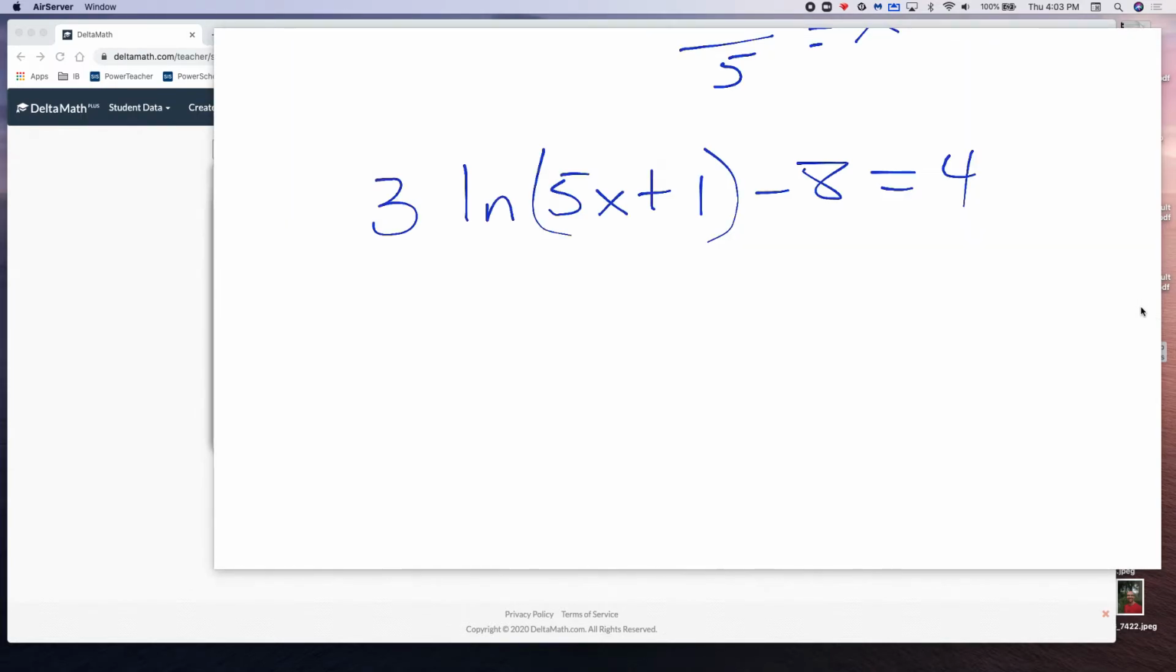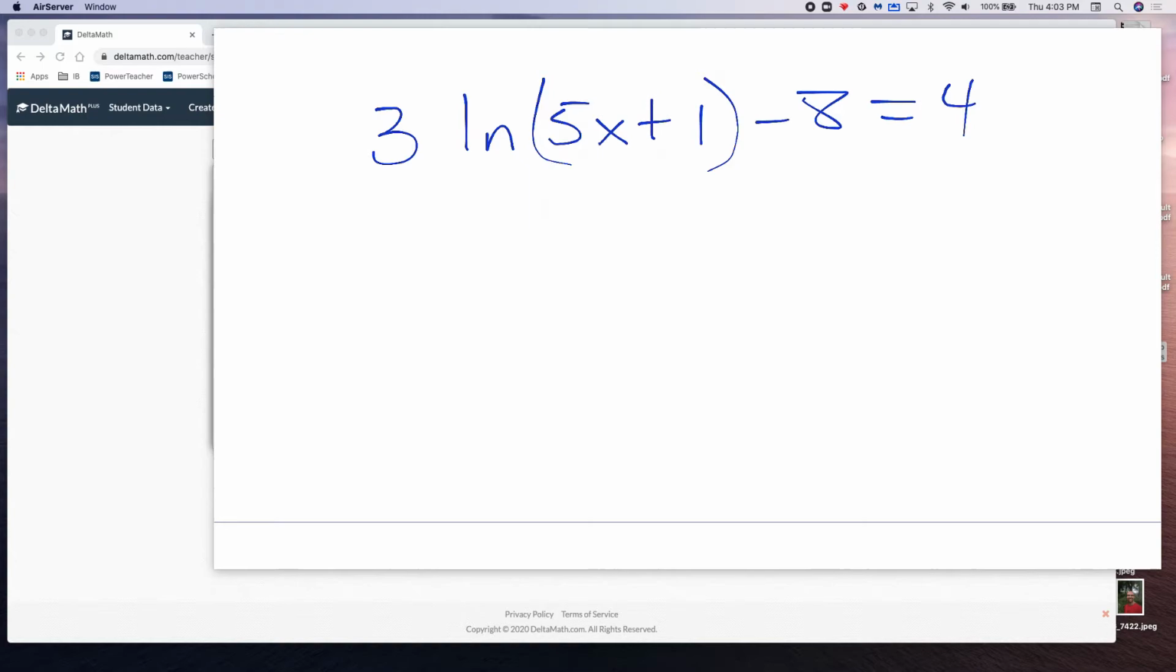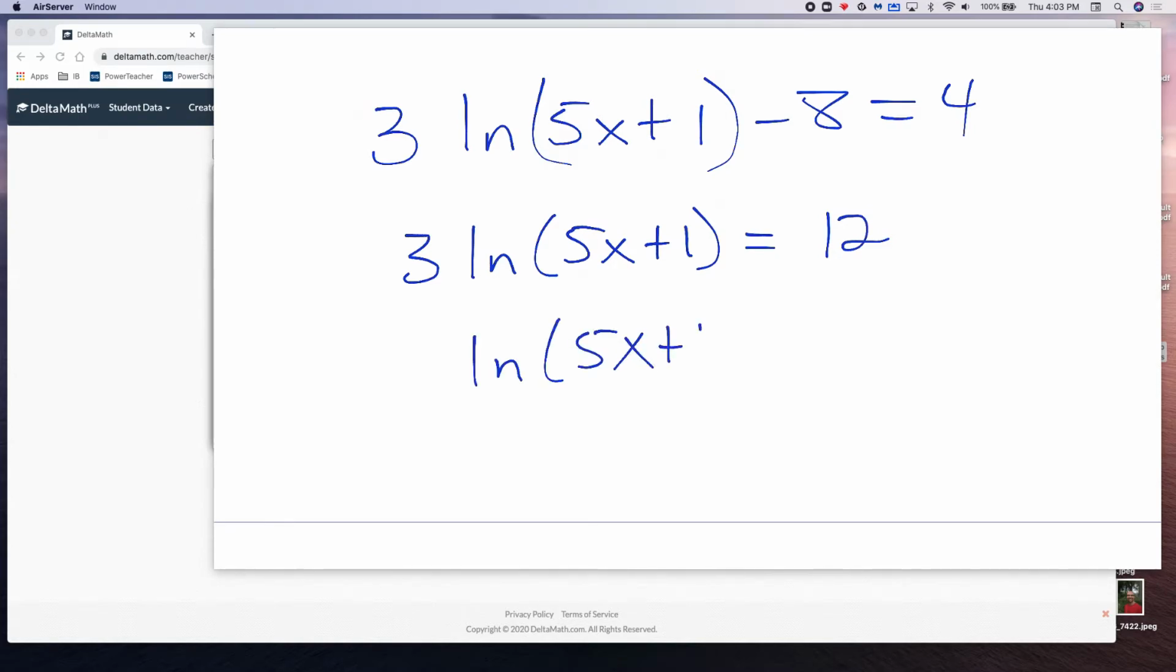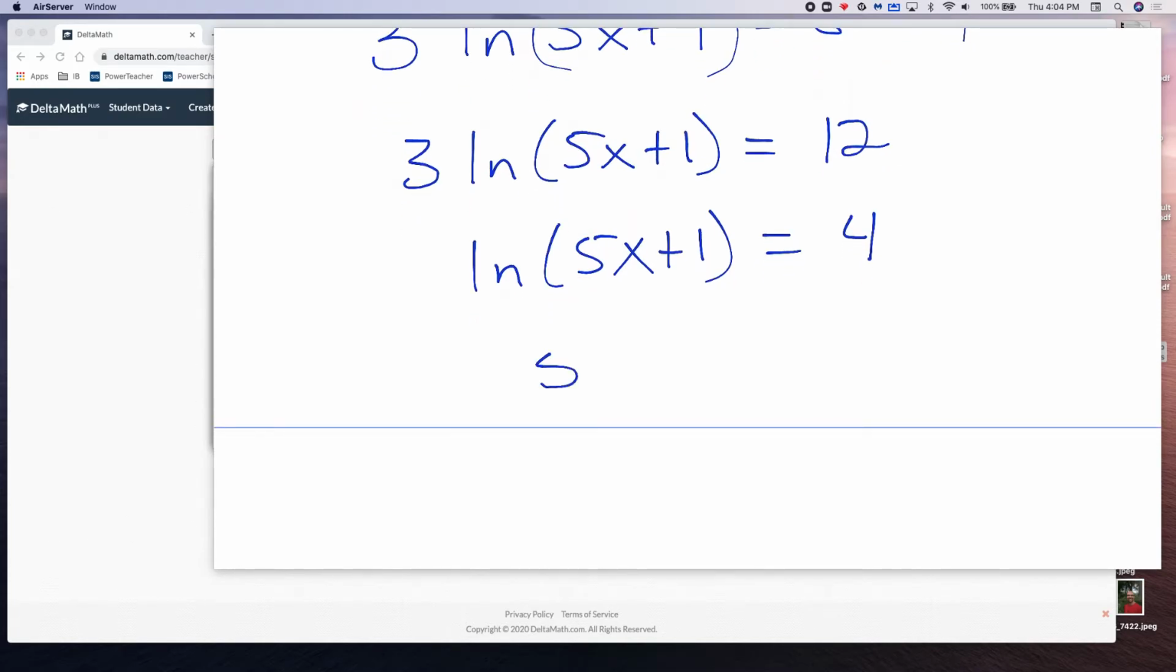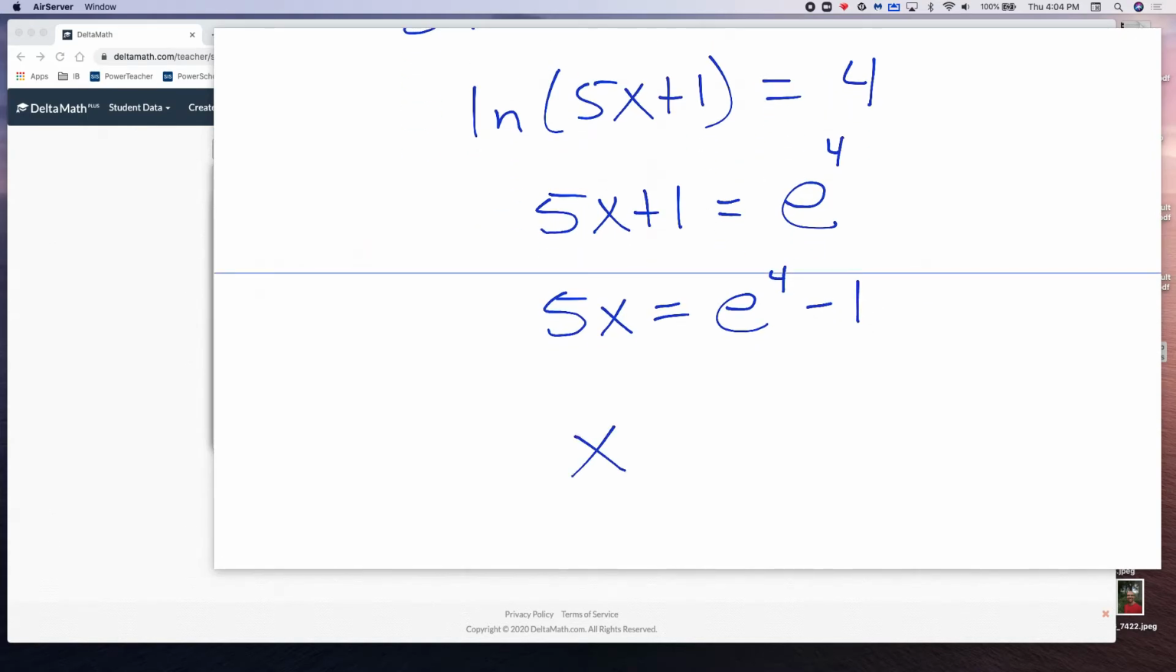So got this equation right here. First thing I'm going to do is add 8 to both sides. I got the natural log of 5x plus 1 is equal to 12. If I divide by 3, 5x plus 1, 12 divided by 3 is 4. Now I'm going to use that idea that I had with e and the natural log, and I'm going to say 5x plus 1 is equal to e to the fourth power, because remember the base on this is base e. So 5x is equal to e to the fourth minus 1. So x is equal to e to the fourth minus 1 divided by 5.